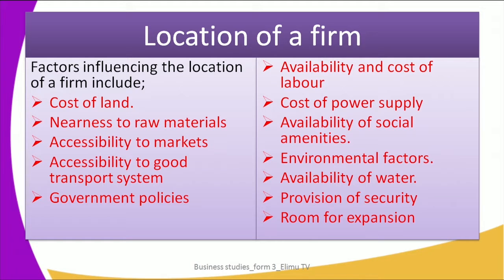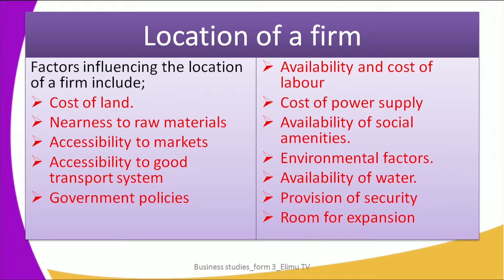Raw materials are those resources that are used to produce an end product. That is a product that is going to be consumed by the consumers. So those items that you use to produce such goods are the ones that are referred to as the raw materials. The other factor we shall be looking at that influences the location of a farm is the accessibility to markets. Market is where you find the consumer.